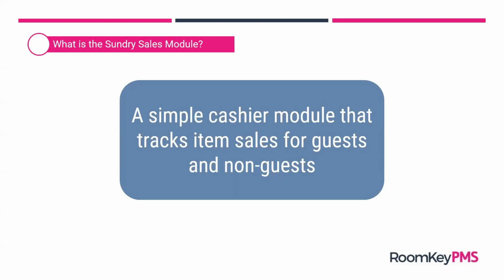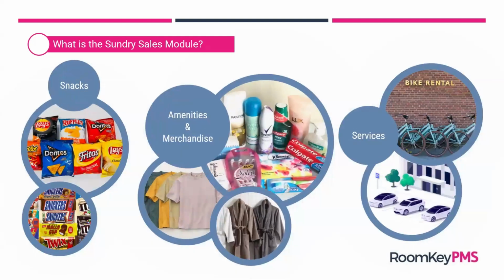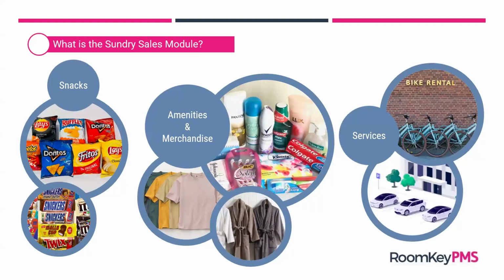Now, these items would be anything that is outside of an actual guest room. So a couple of examples here could be snacks or food items that you're selling from the front desk. It could be simple amenities or merchandise that you might have in a simple gift shop, or again, maybe associated with the front desk there. We can also use the Sundry Sales module to sell services. So that could be bike rentals, it could be parking, and like I said, this could be for guests or non-guests, and we'll see how those can operate throughout today's presentation as well.